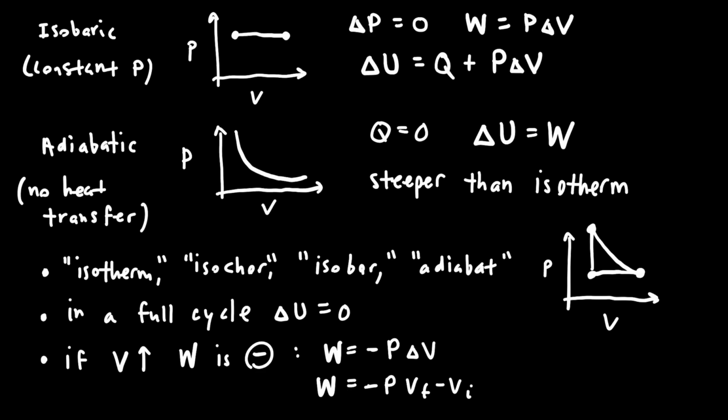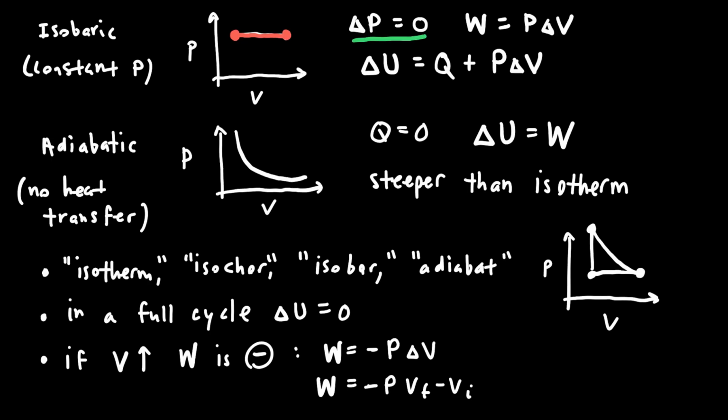Next we have an isobaric process. An isobaric process is one where the pressure is constant. And if the pressure is constant, the graph should look something like this, right? It has to be a horizontal line where the pressure is the same everywhere. And therefore, the change in pressure is equal to 0. There's no change in the pressure.